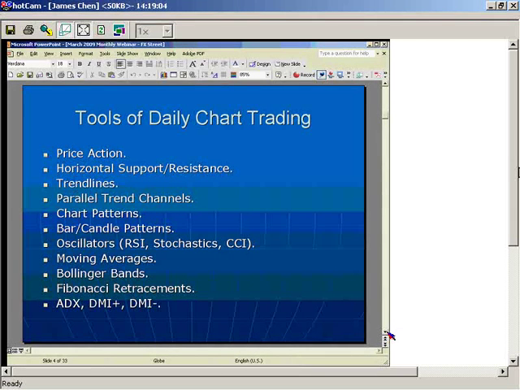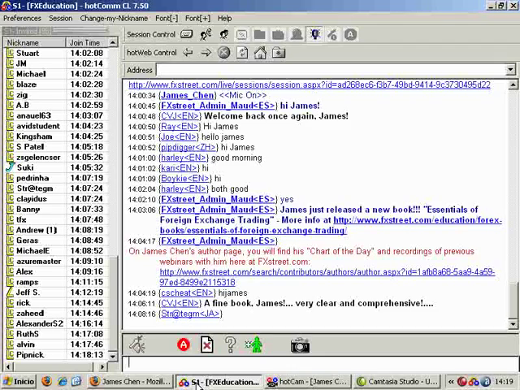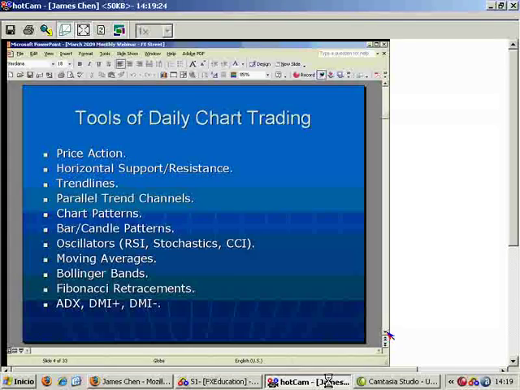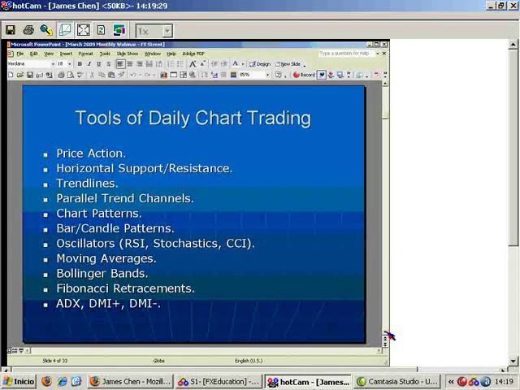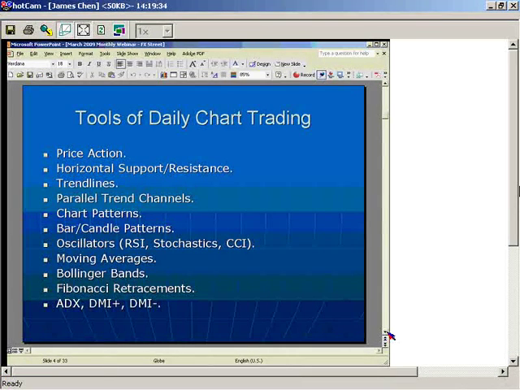And then sometimes I also use the ADX, which is the average directional index, along with the DMI plus, DMI minus. These are indicators created by Wells Wilder, a guy back in the day who created a lot of different indicators. This one happens to be an especially good one, along with the ATR, the average true range, which I like a lot. But the ADX and the DMI plus and minus are used primarily for checking the strength of a trend and whether a trend is maybe ending or beginning. So those are the tools of daily chart trading, pretty much in order of importance that I use them.